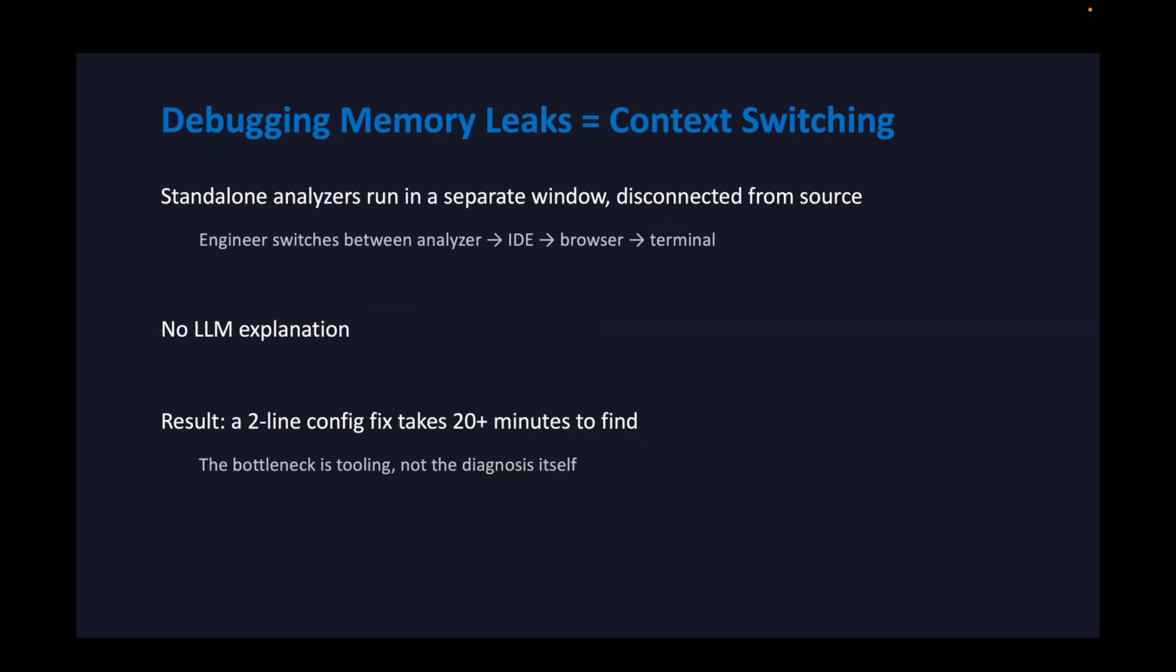So why HeapLens? You must have seen today that debugging memory leaks is becoming context switching. The standalone analyzers that we have run in a separate window and are disconnected from the source, and an engineer has to switch between analyzer, IDE, browser, and terminal. They don't have any LLM explanation, so if an engineer wants to understand what the object is doing and why the memory is leaking, they don't have a way to understand that particular type of object in plain simple language. As a result, our two-line config fix is taking around 20 minutes to figure out, and the tool is actually becoming our bottleneck.